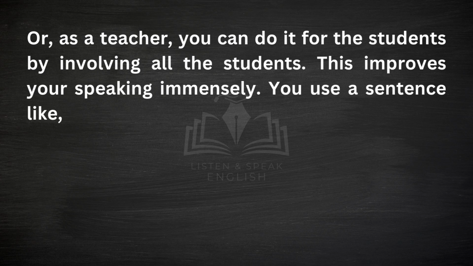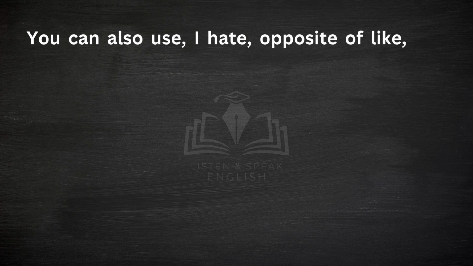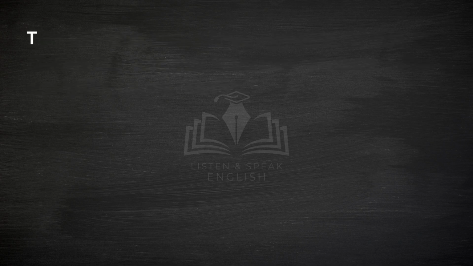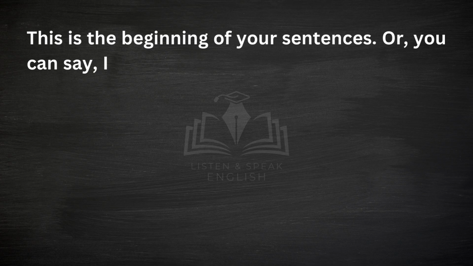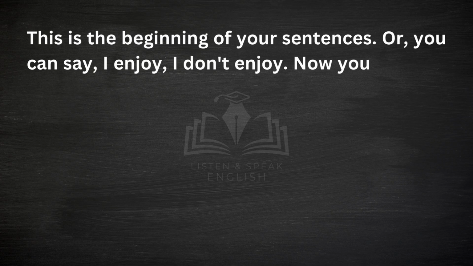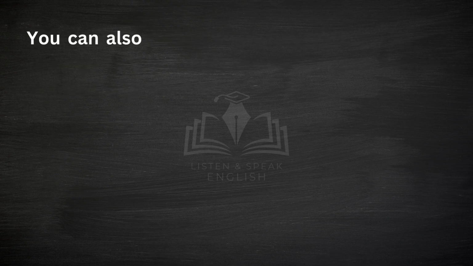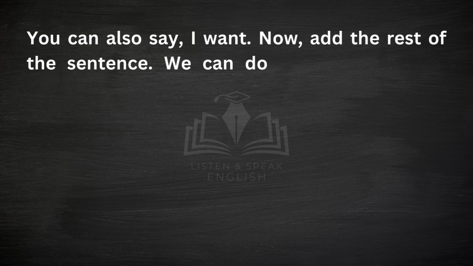You use a sentence like "I like" or "I don't like." You can also use "I hate," opposite of "like," or "I dislike." So now you have 4 choices: I like, I don't like, I hate, I dislike. This is the beginning of your sentences. Or you can say, I enjoy, I don't enjoy. Now you have 6 varieties of sentences. You can also say, I want. Now, add the rest of the sentence.